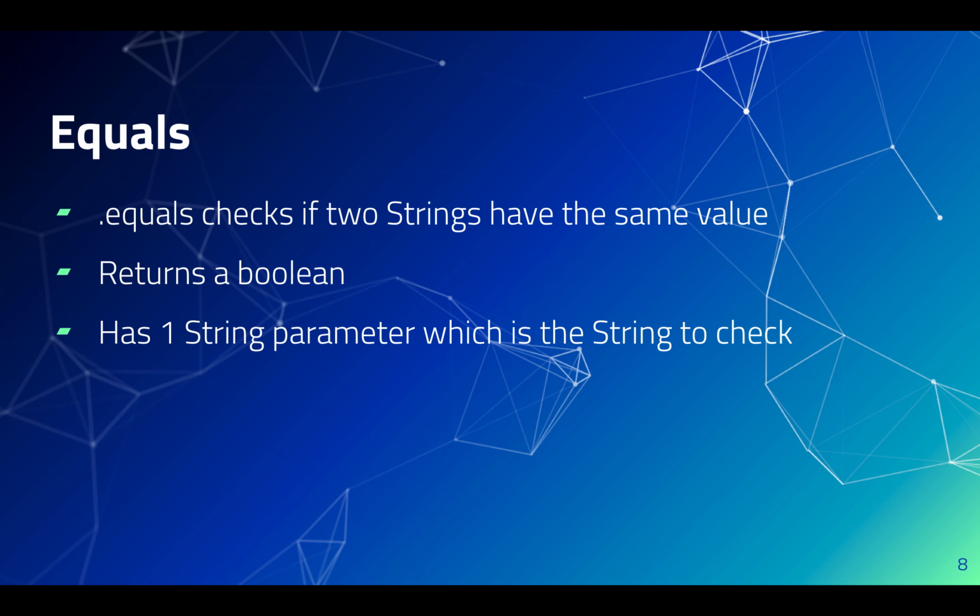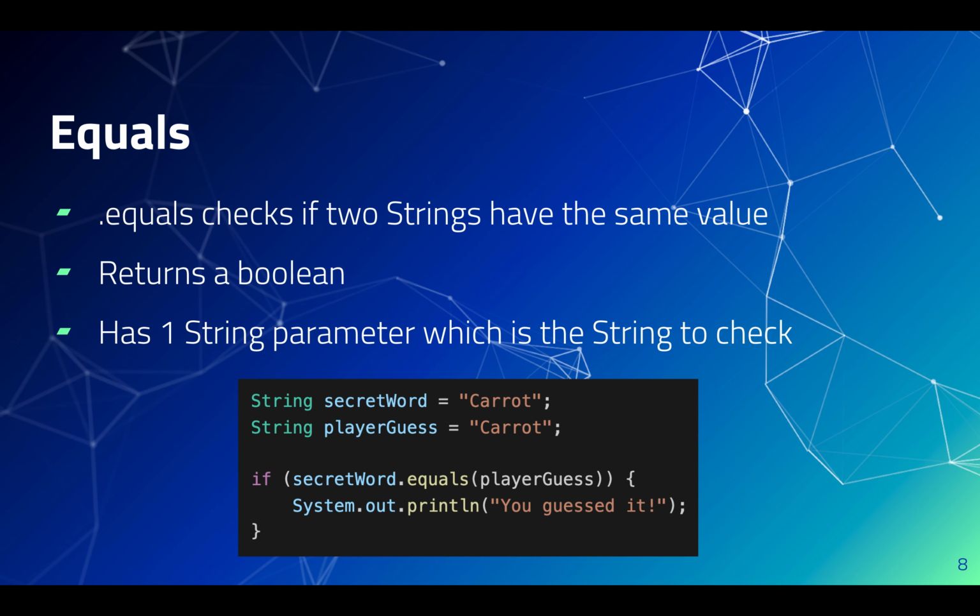The .equals method checks if two strings have the same value. Since it's just checking if something's true or false, it returns a Boolean data type. It has one string parameter, which is a string to compare the first string to. So in this example, we have the secret word and the player's guess, both of which are "caret".